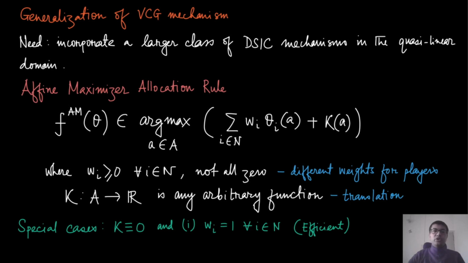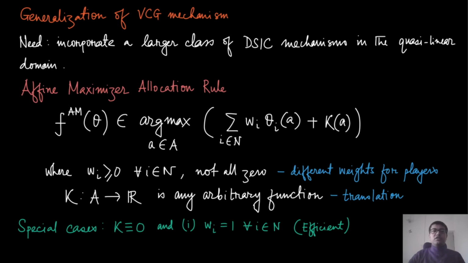Now, in this module, we are going to generalize that allocation rule to incorporate a larger class of DSIC mechanisms that also lives in the quasi-linear domain. So in some contexts, you might be interested in finding a larger class of mechanisms which are also DSIC, and we might not always need the efficient allocation rule. So how can we actually incorporate that?